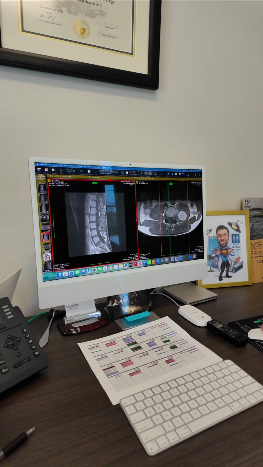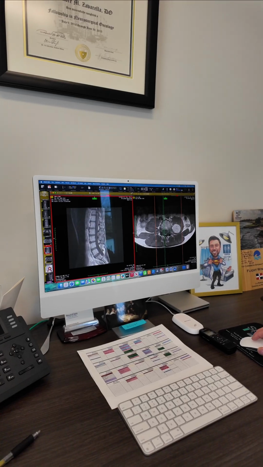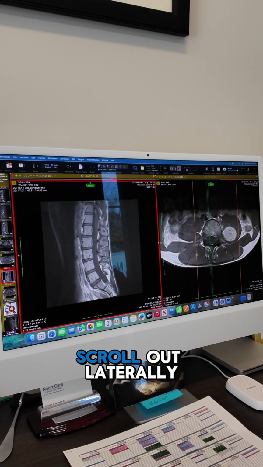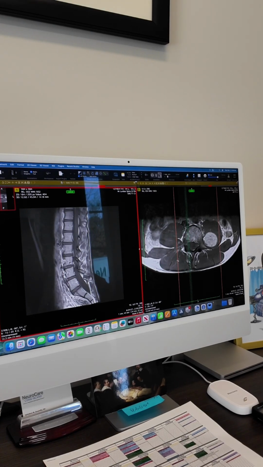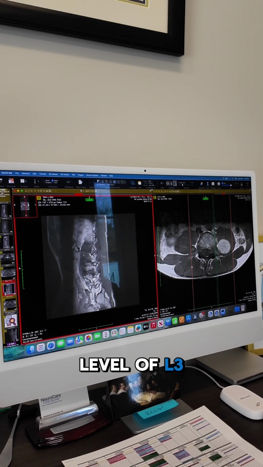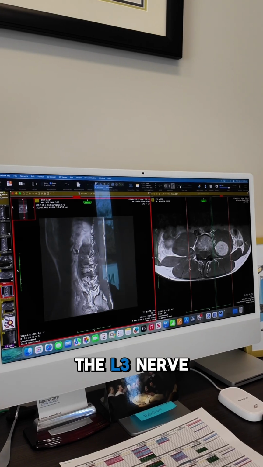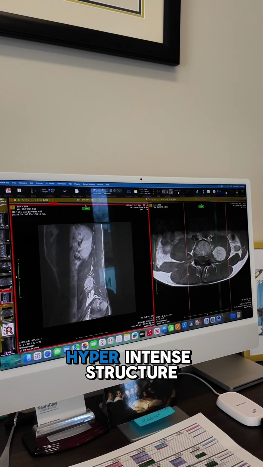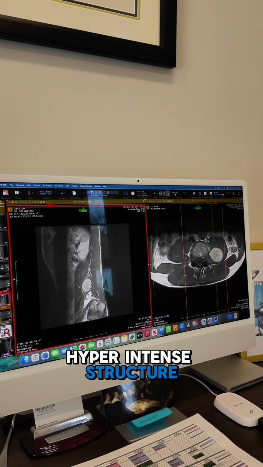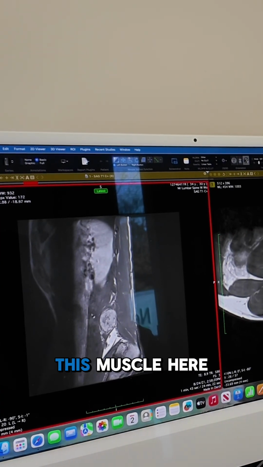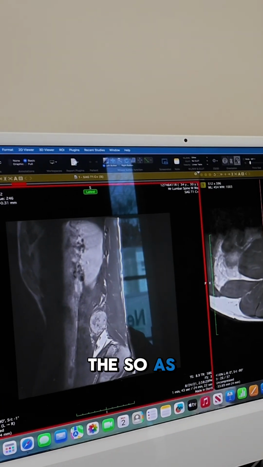This is the sagittal MRI with contrast. This is L5, this is L4, this is L3. And when we scroll out laterally on this film, we can see that there is a mass at about the level of L3, just inferior to the L3 neuroforamen, which is right here. And as you can see, there's this large, hyperintense structure that is lighting up with contrast. This appears to be embedded in this muscle here, which is called the psoas muscle.